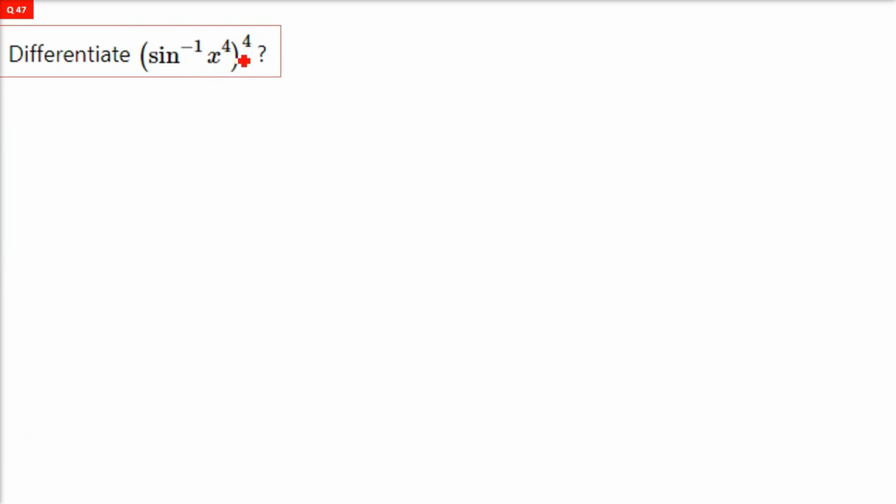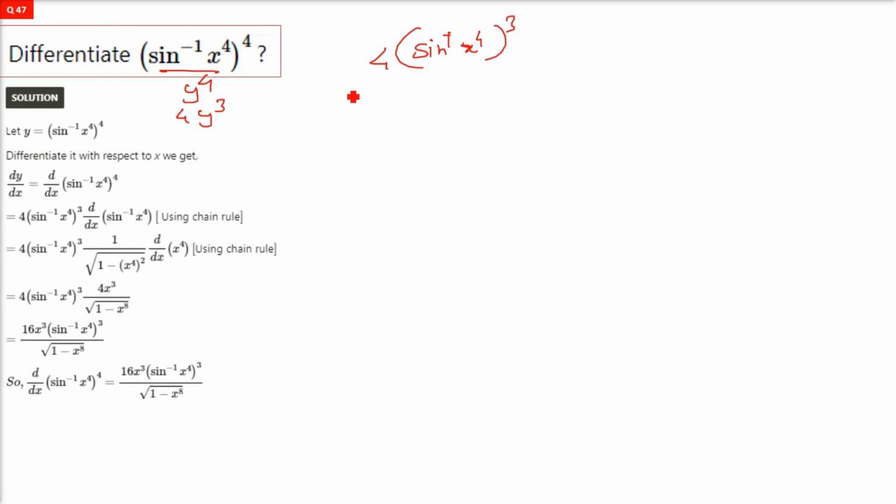Differentiate sine inverse of x to the power 4, whole to the power 4. If you take it as y to the power 4, the differentiation of this will be 4y cube. So 4 into y, this sine inverse x to the power 4, to the power 3. So this is the first step. Then you have to use the chain rule. Now you have to differentiate sine inverse x to the power 4.